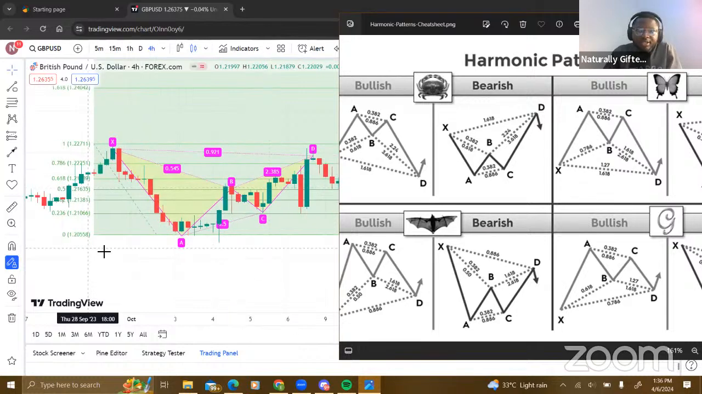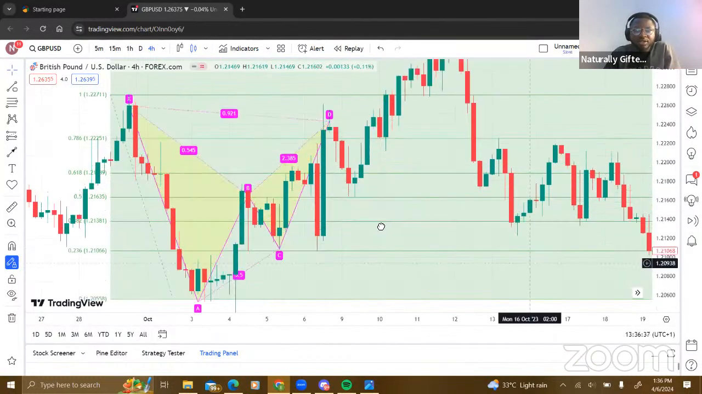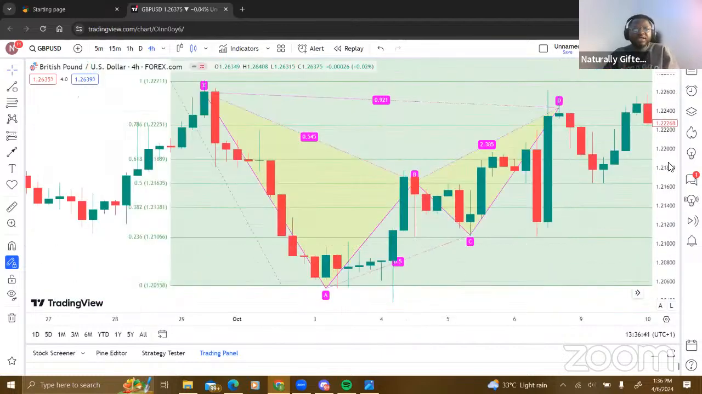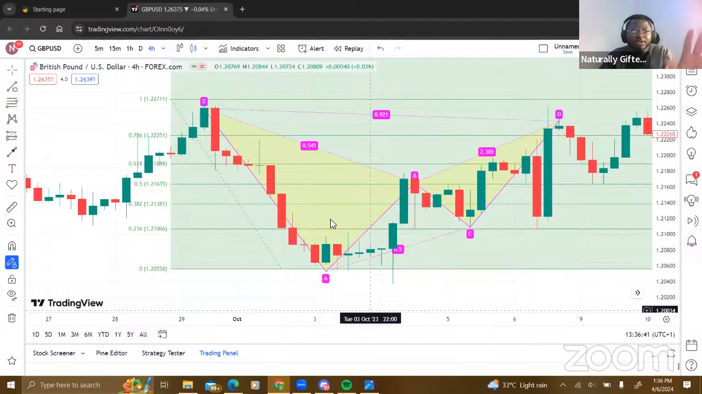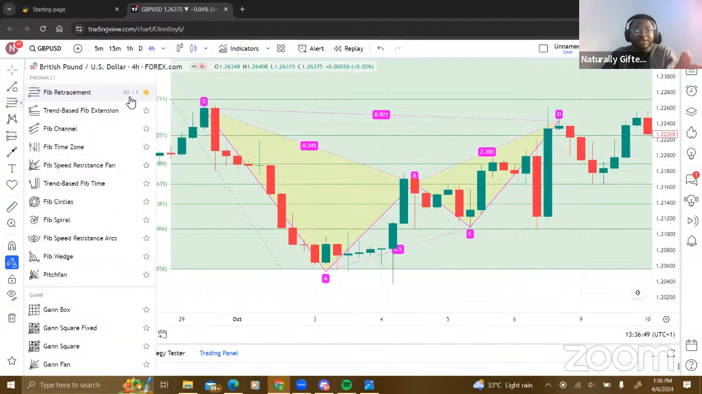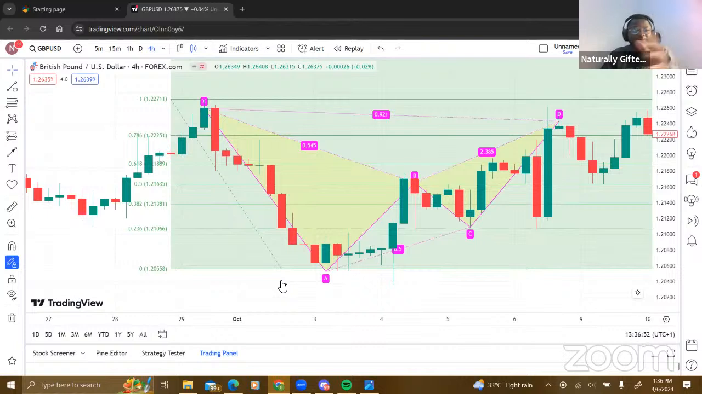Look at this. I don't know why TradingView is not working. Okay, let me take a look at this. First and foremost, let me ask, how many of you know how to use harmonic patterns? The harmonic, sorry, the Fibonacci retracement tool. If you can use the Fibonacci retracement tool, please drop in 1 on the chat. Let me start with that. If you cannot, put in 0.